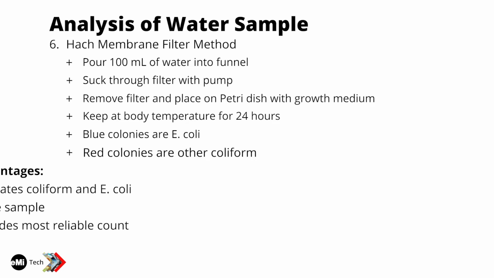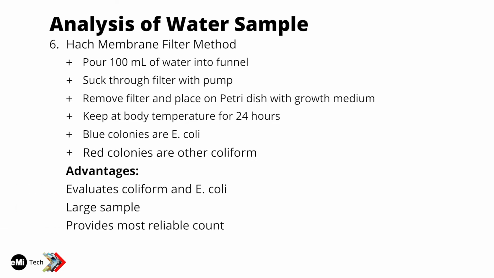So advantages of this test. It evaluates coliform and E. coli. It considers a large sample. It provides, I think, the most reliable counts for two reasons. One is this membrane is two-dimensional, so you don't have colonies on top of each other. And also by sucking the water through that membrane, the water passes through very uniformly, so you don't get clustering of the colonies like you might get with the Petrifilm test. So I think it'll give you the best counts.